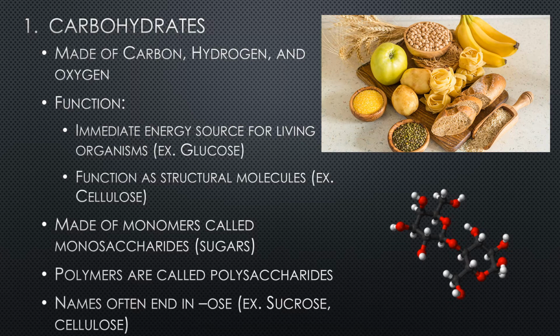Remember, our monomers are our subunits, and when we link those simple sugars together, they are called polysaccharides. Oftentimes you will see that the names of these carbohydrates end in OSE. In other words, sucrose, cellulose, fructose, those types of things. So those are our carbohydrates.